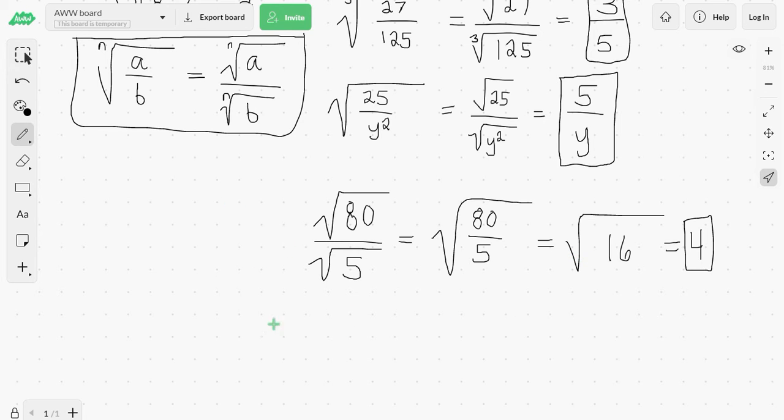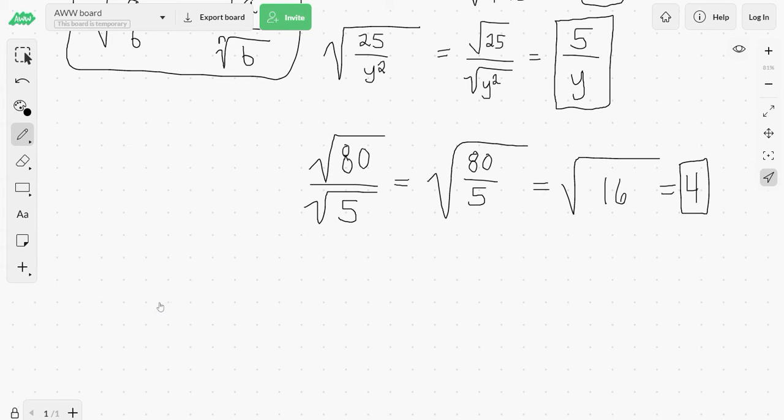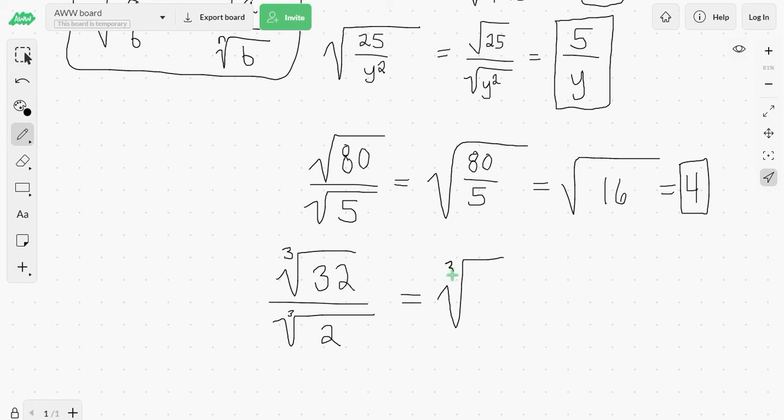Let's see another. Suppose we've got the cube root of 32 over the cube root of 2. Well, here's how I'll think about it. We can just apply that rule again. This is the same thing as this.